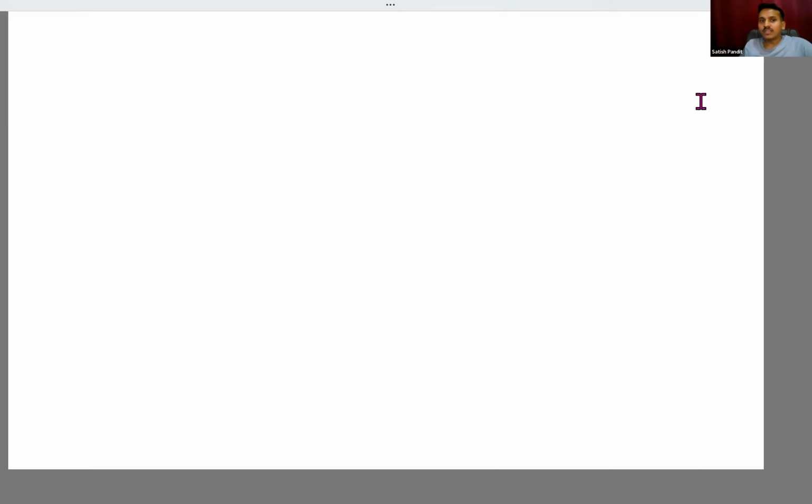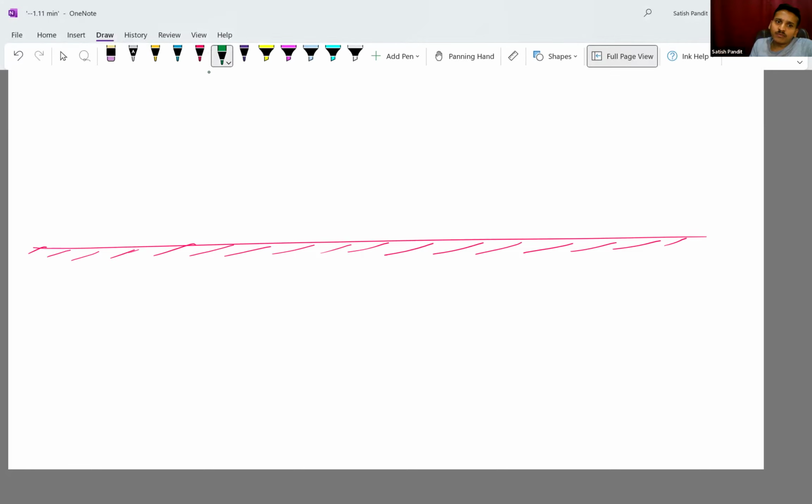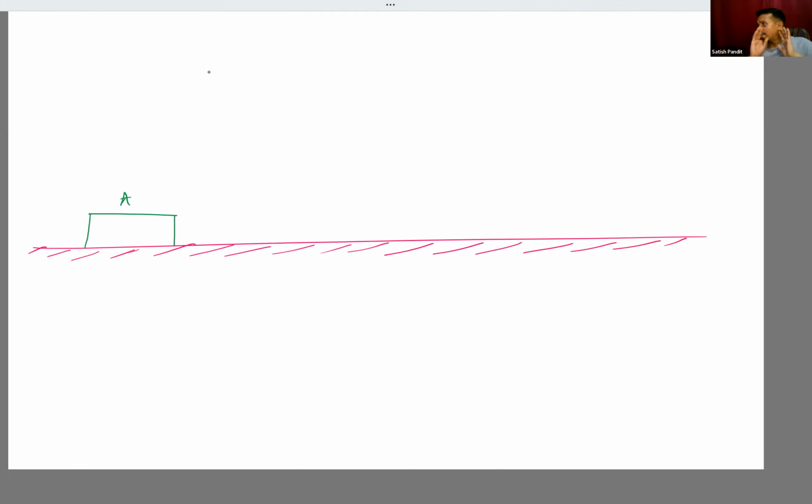For example, I have a car. Assume this is a road. Generally, if you have any surface on the earth, we mark it like this in physics. Suppose I have a car here, which is at point A. After some time, the car has come to this position. Let this be B. The same car has come to this position B.